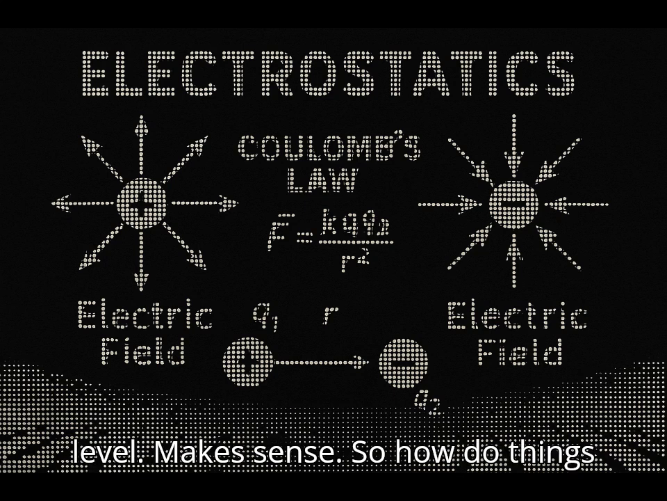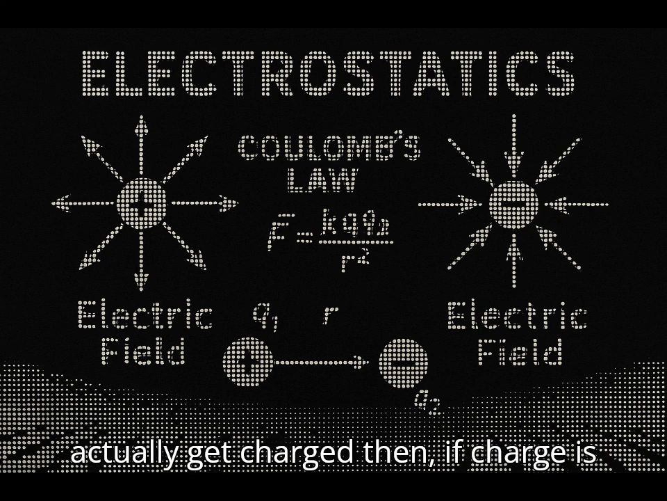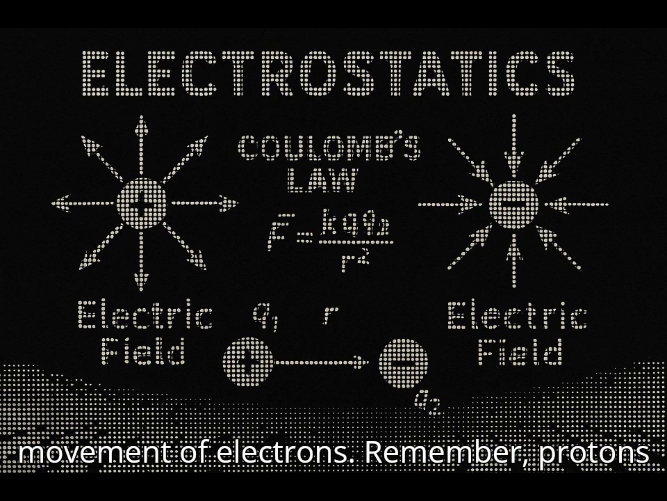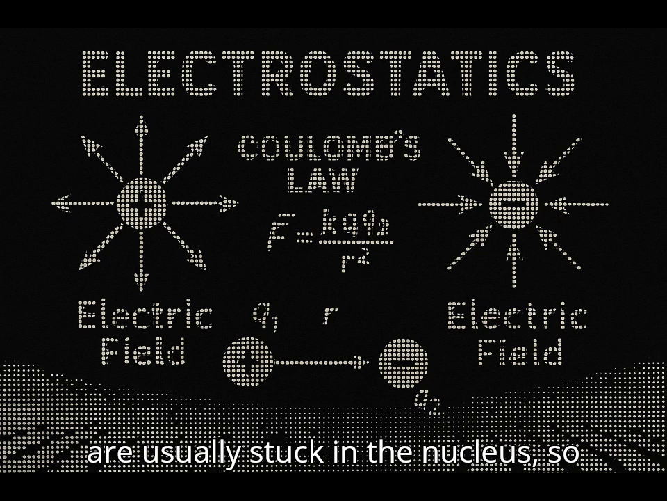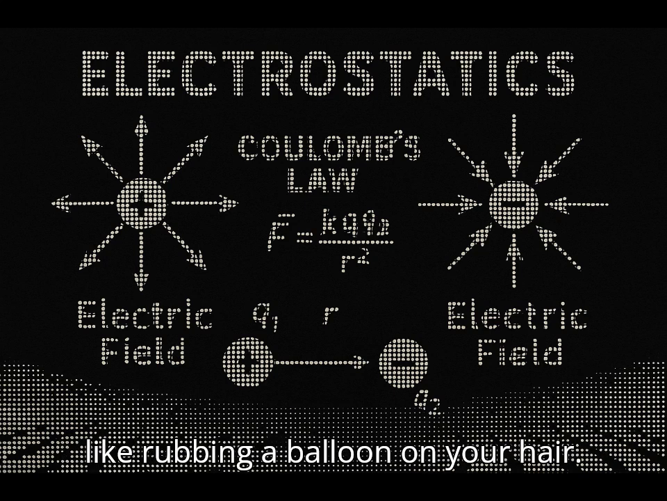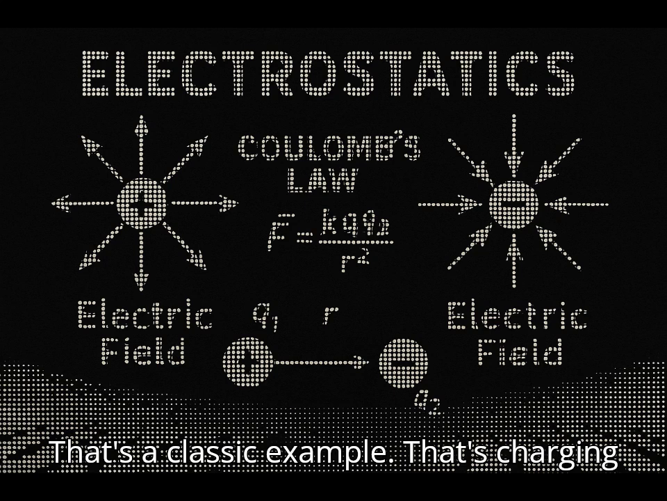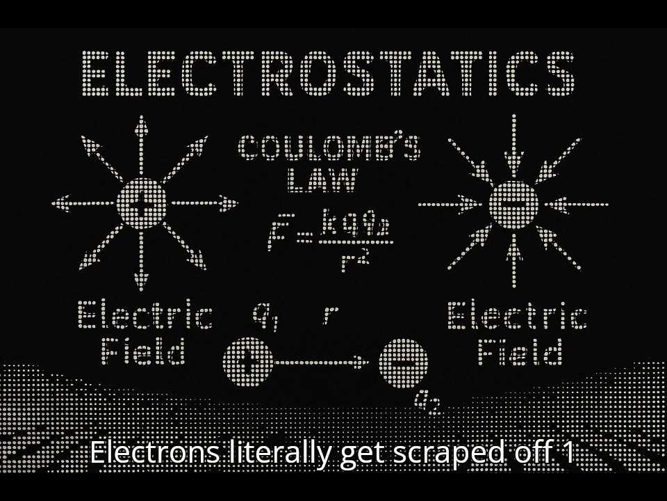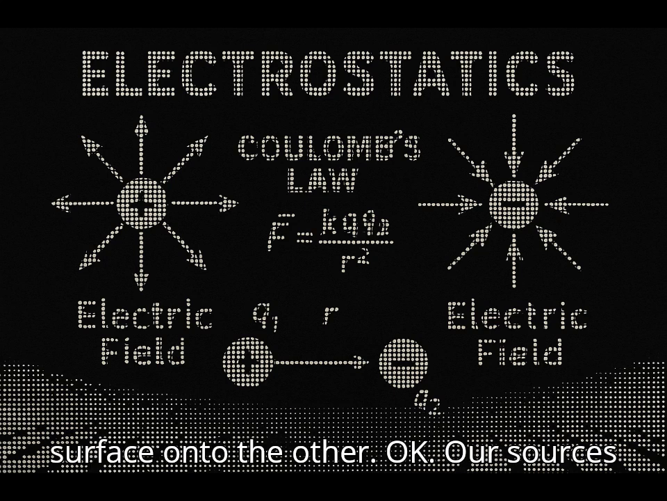Makes sense. So how do things actually get charged then, if charge is conserved? It's mainly about the movement of electrons. Remember, protons are usually stuck in the nucleus, so objects get charged when electrons are transferred from one thing to another. Like rubbing a balloon on your hair. That's a classic example. That's charging by contact, specifically friction. Electrons literally get scraped off one surface onto the other.